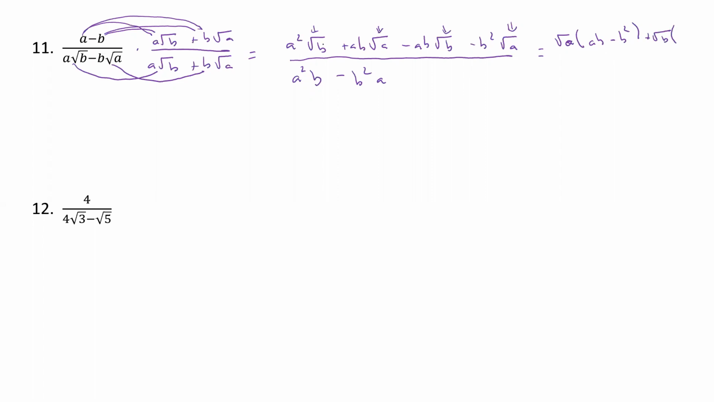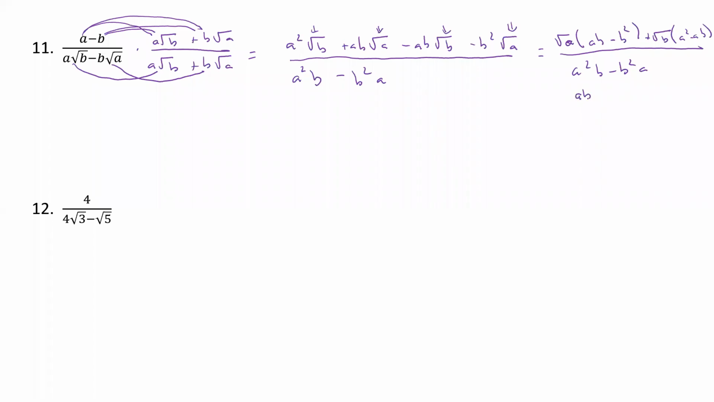Well, we have a squared minus ab, and then that's all over a squared b minus b squared a. Okay. All right, moving on. Let's see, can we do anything here? I see that I can factor something here.